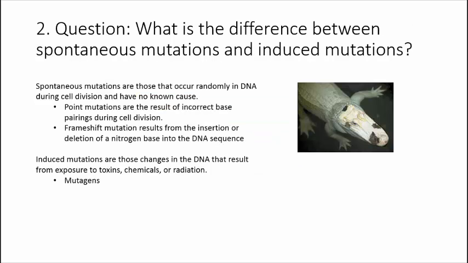Question: what is the difference between spontaneous mutation and induced mutations? Spontaneous mutations are those that occur randomly in DNA during cell division and have no known cause. Examples of spontaneous mutation include point mutation and frame shift mutations. Point mutations are the result of incorrect base pairings due to cell division.